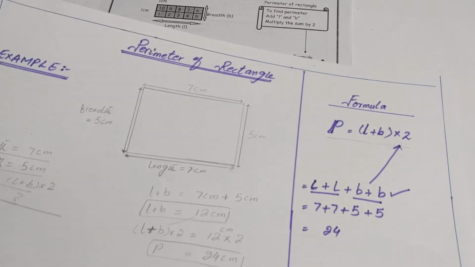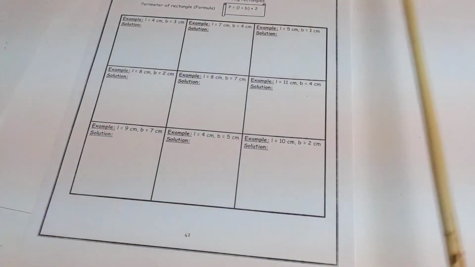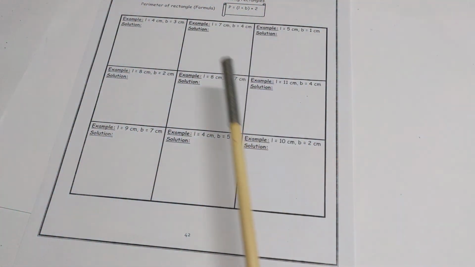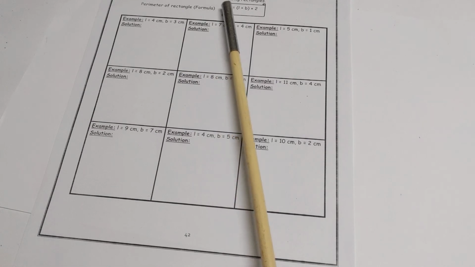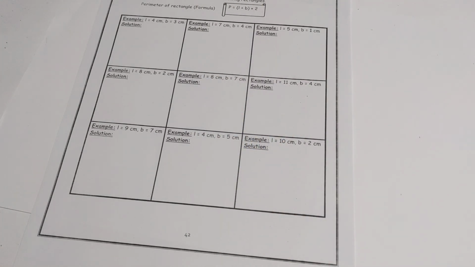Okay, now open your booklet, page number 64. An exercise is given. Find the perimeter of each of the following rectangles. Do this exercise by yourself. For any problem, watch the video again and again, or you can ask me.